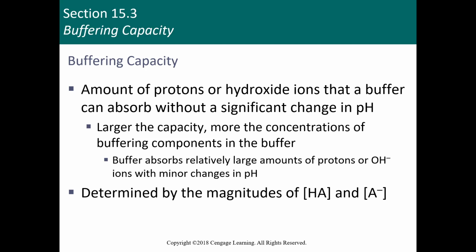Buffering capacity. I already mentioned this before, but this is the amount of protons or hydroxide ions that a buffer can absorb without a significant change in pH. So the larger your capacity here, the more concentration of buffering components in the buffer. Another way of thinking about this is the larger the concentrations of HA and A minus, the more buffering capacity you have.